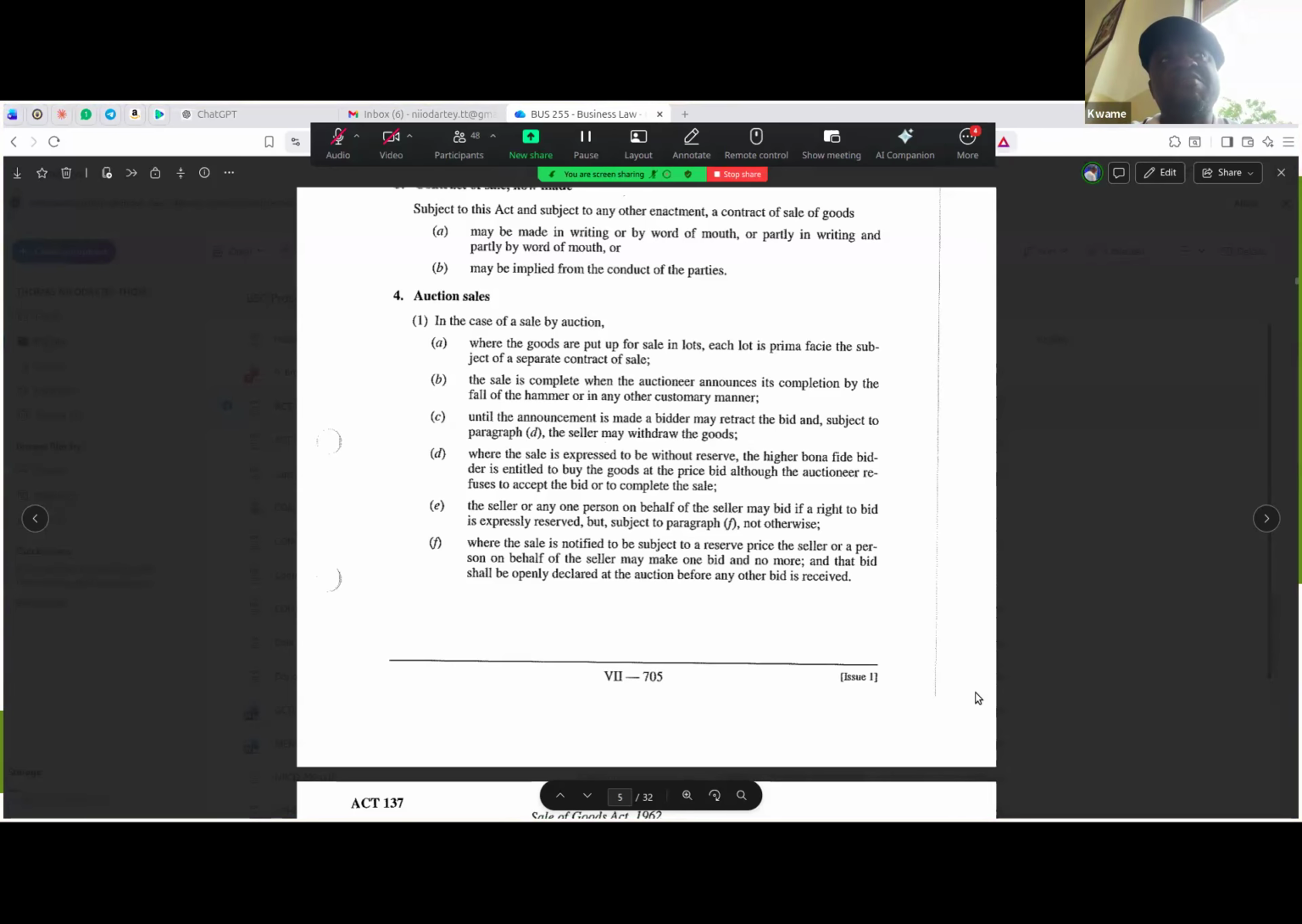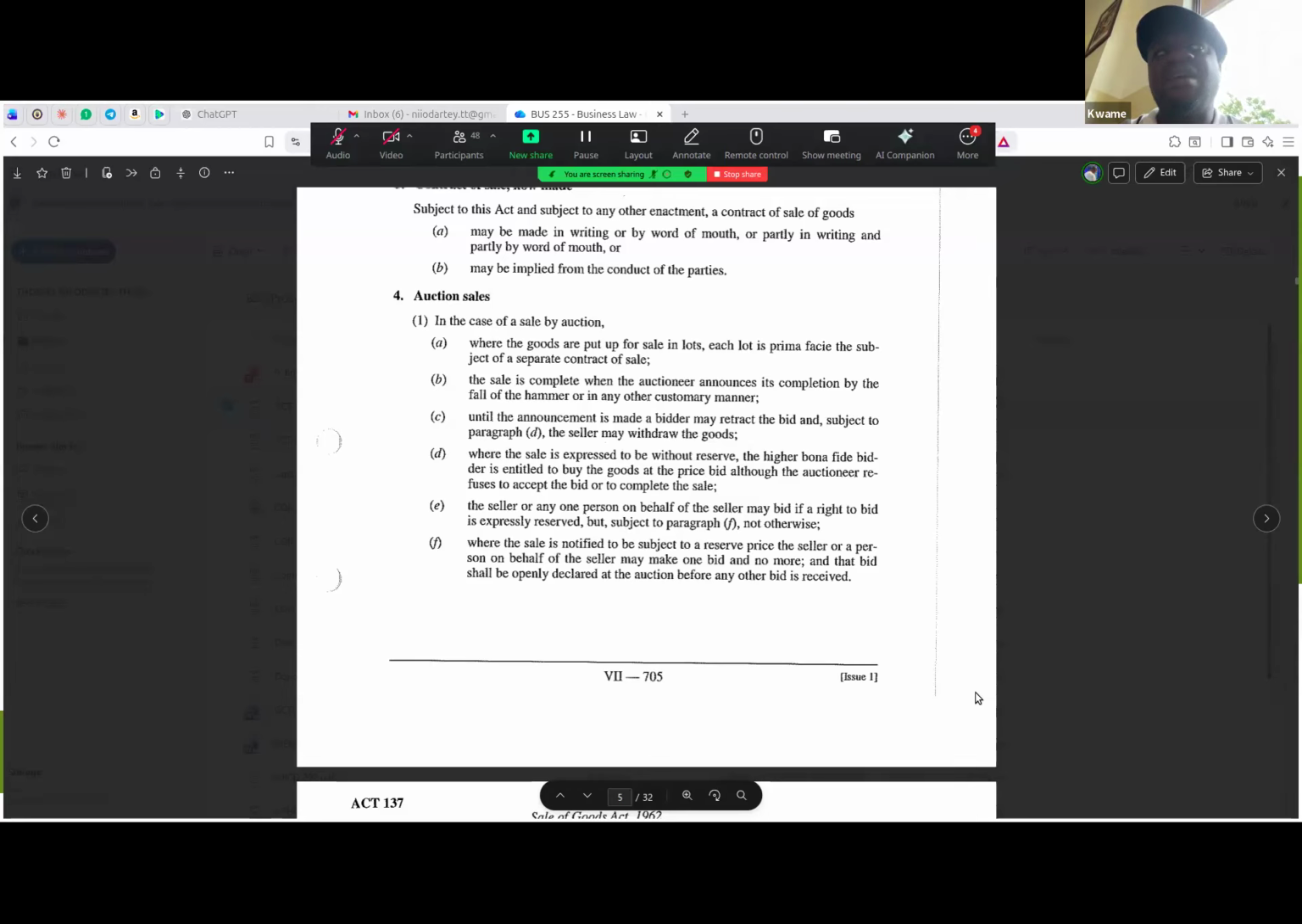And they are saying that prima facie, on the face of it, it is a separate contract. So when you go there, you don't contract to buy all the goods in the auction. You are taking a separate contract. Each lot has its own contract. So when they bring the goods there and start the auction, when you buy, it's that particular one that you have bought. That is what it means.